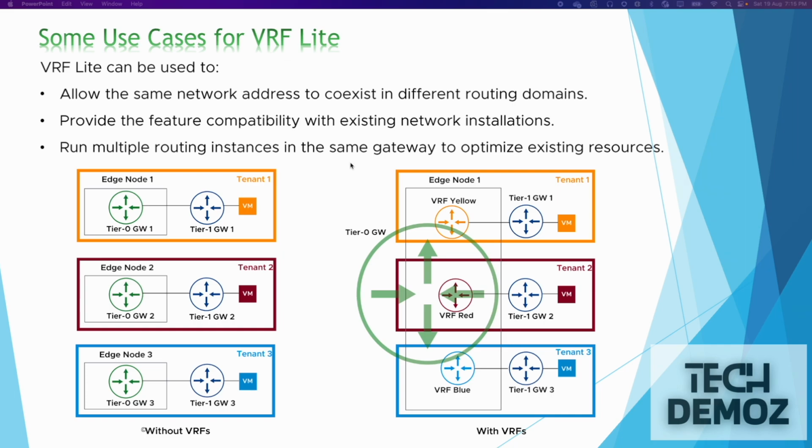Also in this diagram, we can see the green circle, which is a Tier 0 and is the parent. Further, the yellow VRF, the red VRF and the blue VRF, these three are child VRFs which are further connected to the Tier 0 gateway, the parent or default Tier 0, and these are further connected to their VRFs as well.